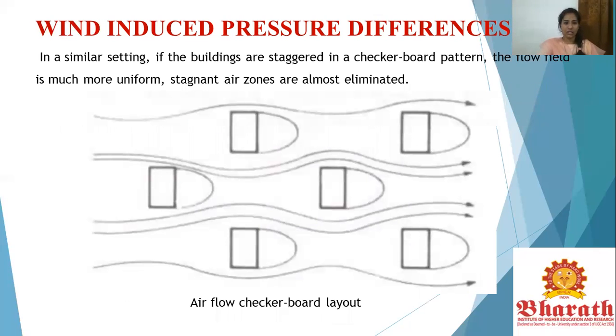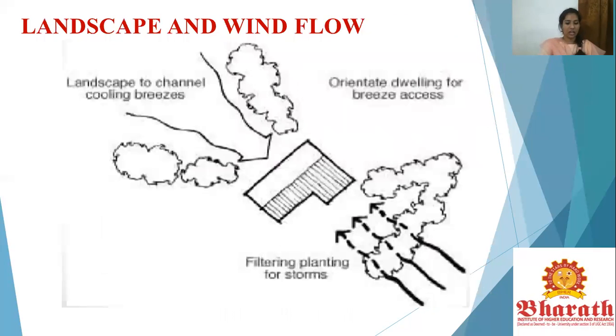So how do you cut down on this setting? If the buildings were staggered in a checkerboard pattern, then the airflow would be more uniform and your stagnant zones are almost eliminated. So the air moves about to create very minimal wind shadows.